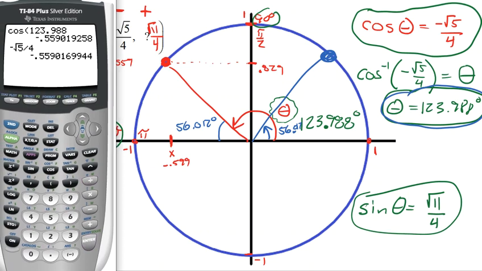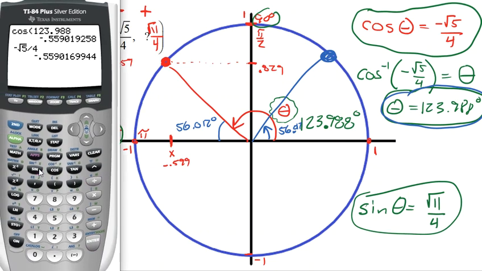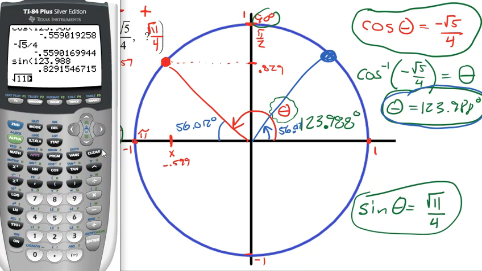Same thing with sine. Sine of 123.988 degrees is 0.829, which guess what? Is the radical 11 divided by 4 that we found. So again, I'm coming full circle back to understanding how all of this is connected.